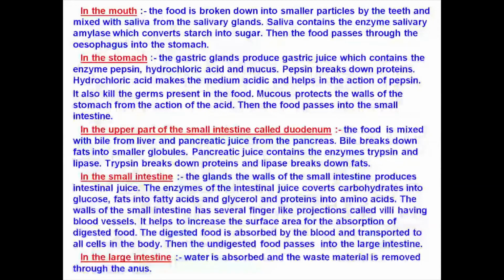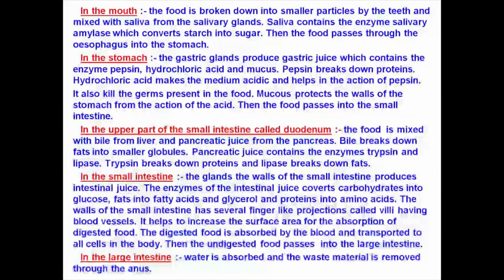A good question comes here. Which digestion of food will be affected if salivary amylase is lacking in the saliva? So the conversion of starch into simpler sugar will be lacking.